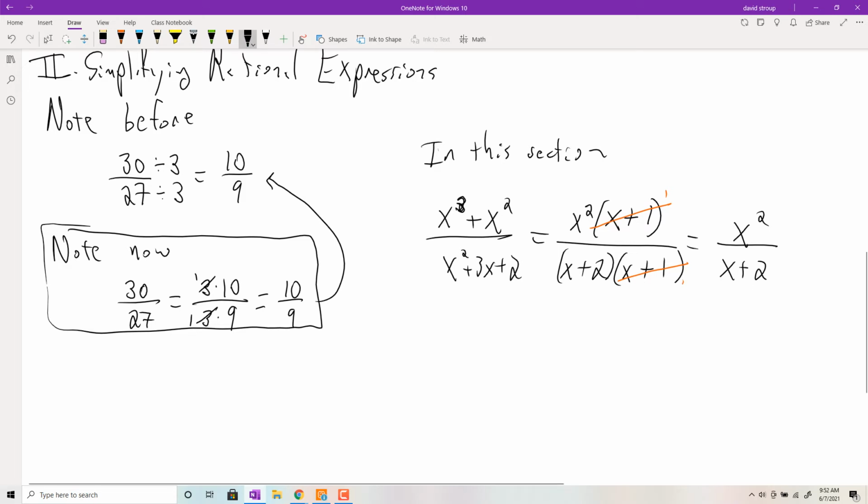There are common mistakes that a lot of students make, like maybe there's an x here, and then there's an x here. But that's not going to work, because these are factors. X plus 2, you have to consider that as one factor. So to remove that x plus 2 in the denominator, I need an x plus 2 in the top, and there's no x plus 2 in the top, so I can't remove that. But anyways, that's what we're up against in this section.